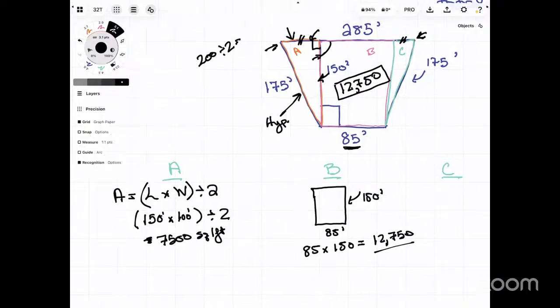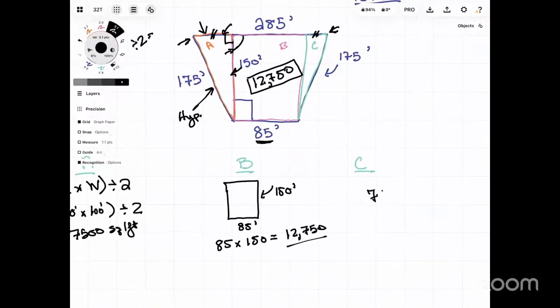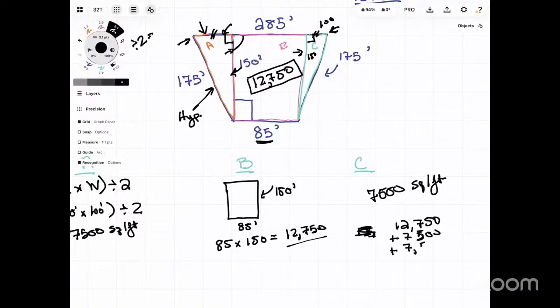And we know that C should be exactly the same because it's a mirror image. This is 100 and this is 150, and we know it's a right angle. So this is also 7,500 square feet. So we would add 12,750 plus the 7,500 plus 7,500, and that would give you a total answer. It's not asking you to do that, but that's how you would do it. So Crystal, does that make sense? Yes, thank you. Cool. All right.